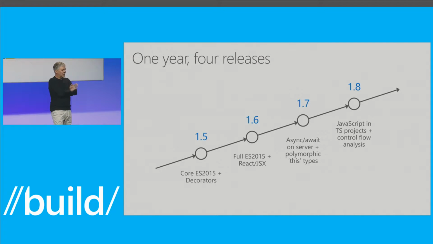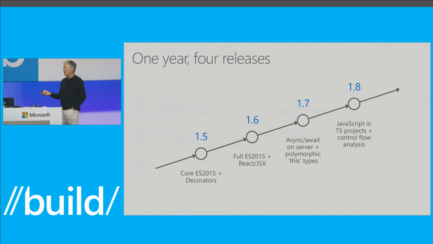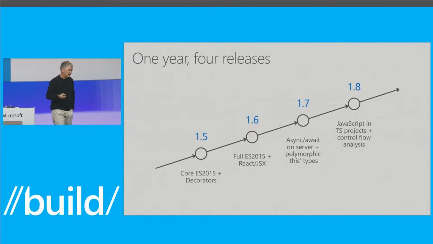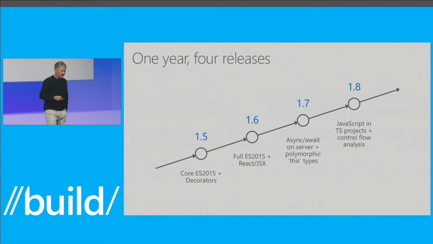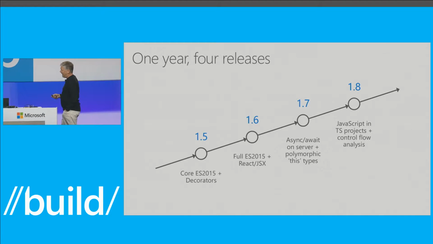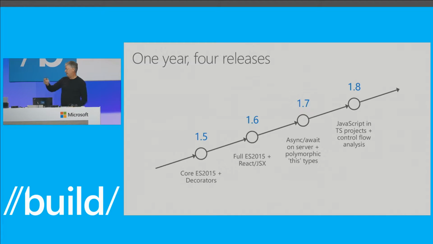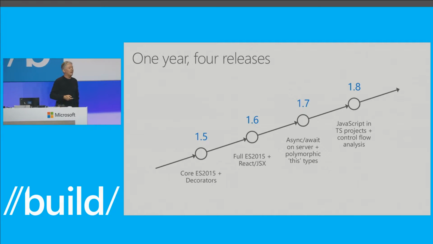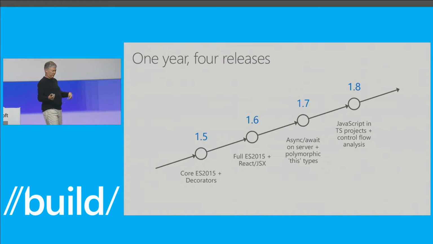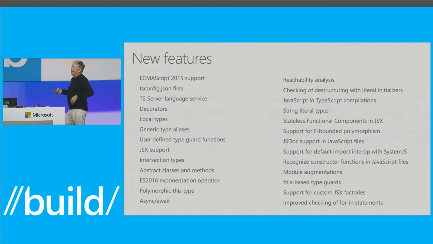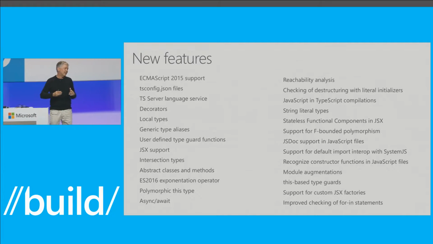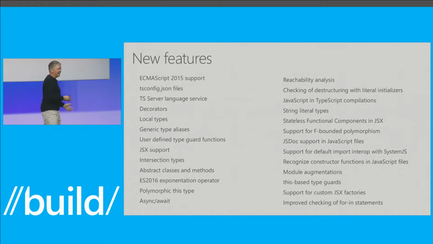So since the last build, we've released 1.5, where we did the core features of ECMAScript 2015. Then 1.6 did the rest of ECMAScript 2015. Plus, we added support for React and JSX, and I'll show you that. In 1.7, we added async await support on Node. And other features, I just sort of picked some of them. And now in 1.8, we're supporting JavaScript and TypeScript projects, which sort of sounds backwards, but I'll show you what that looks like. In fact, these are all the features that I could fit on a slide that we've implemented in the last year.